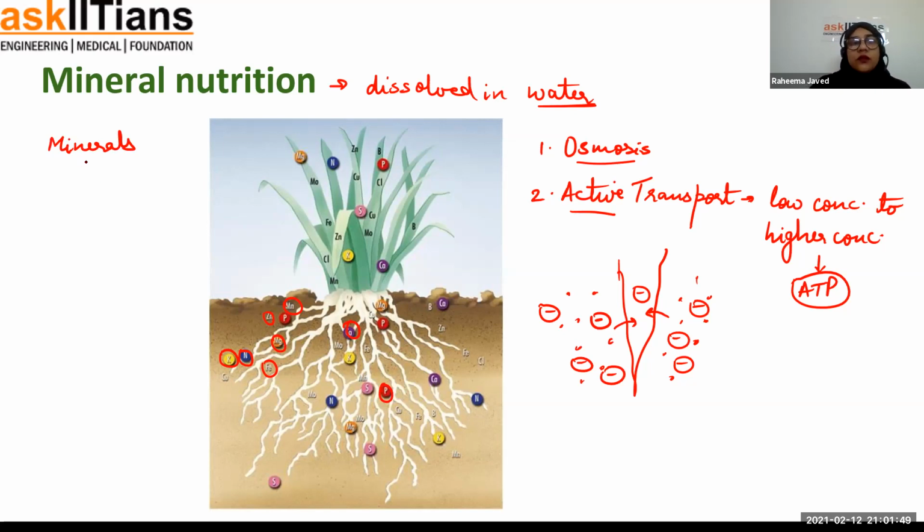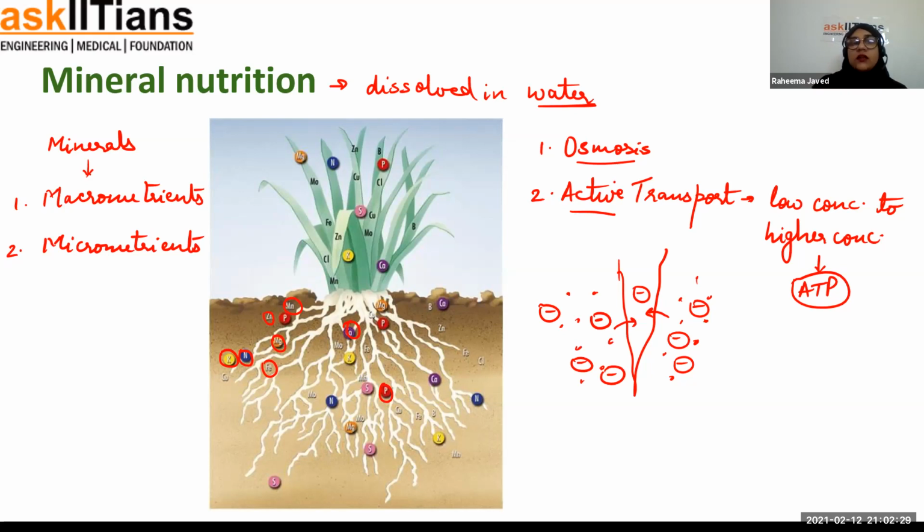There are two types of minerals. There are some minerals which are required in higher amounts by the plants. They are known as macronutrients. And there are some minerals which are required by the plant in less amount. They are known as micronutrients. Most students think the naming is done on the basis of their size, which is not true. It is done on the basis of requirement.